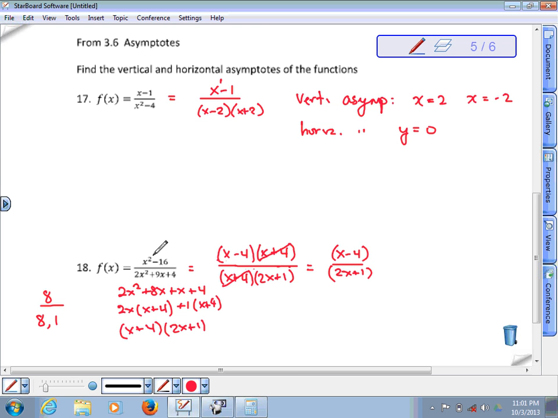So now what I wanted to show you here is these have equal degree. It's degree 2 over degree 2. So in that case, you take the ratio of the leading coefficients, which is 1 over 2. So the horizontal asymptote is the ratio of leading coefficients, which is 1/2, y equals 1/2. Now the denominator, because those canceled, this is the factor that produces the vertical asymptote. So it's x equals negative 1/2 for the vertical asymptote.